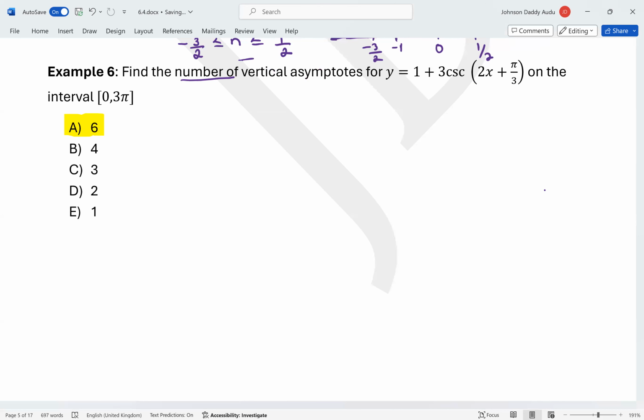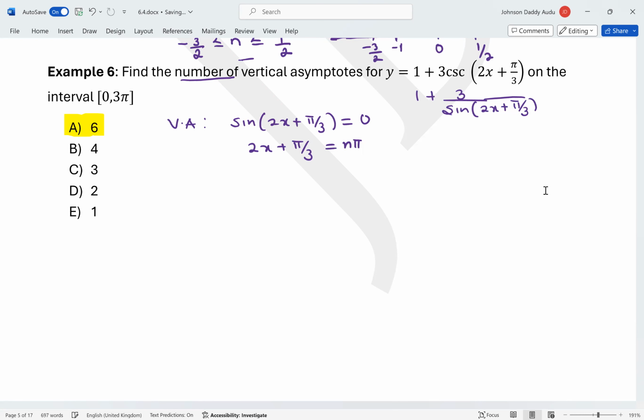But remember, this is the same thing as 1 plus 3 over sine 2x plus pi over 3. This is the same thing as this. So if you are looking for the vertical asymptote, you simply take sine 2x plus pi over 3, you equate this to 0, and this means that 2x plus pi over 3 is still going to be n pi. Remember here we are all dealing with cosec, right?